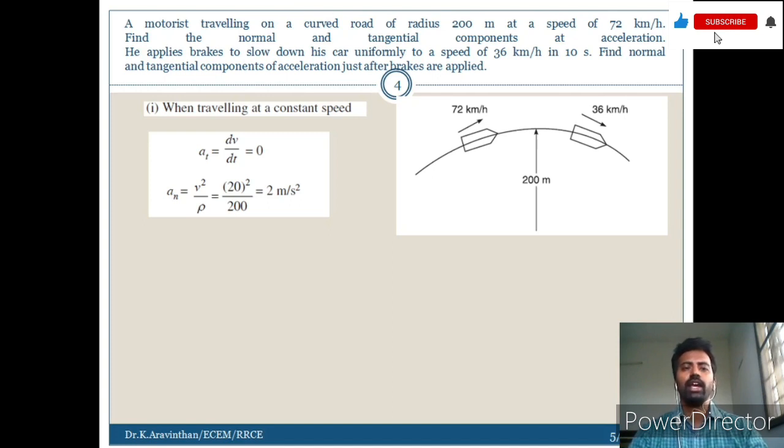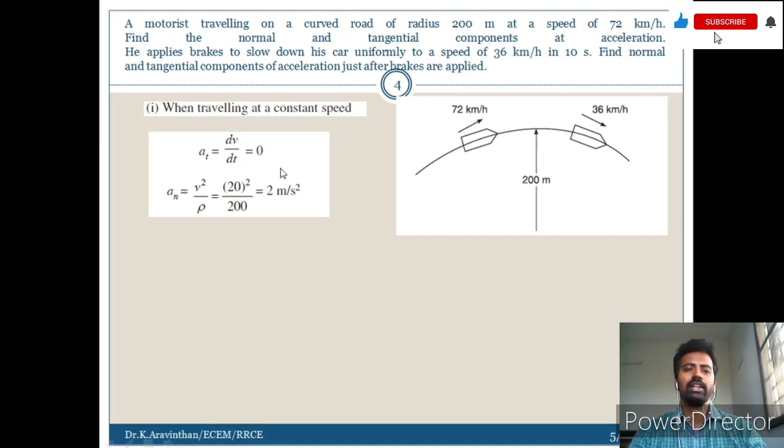He applies a brake to slow down the car uniformly to a speed of 36 km per hour in 10 seconds. So at the 72 km per hour speed, the car moves slowly in the curve. Within 10 seconds, it reaches the speed of 36 km per hour. What is required here is to find the normal and tangential components of the acceleration just after the brakes are applied.